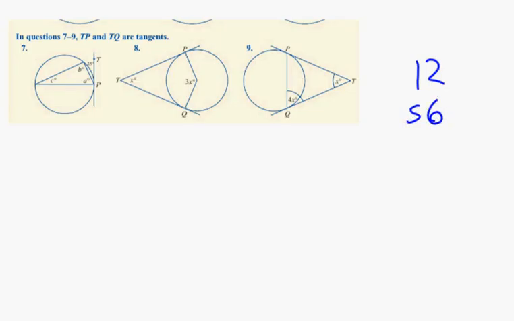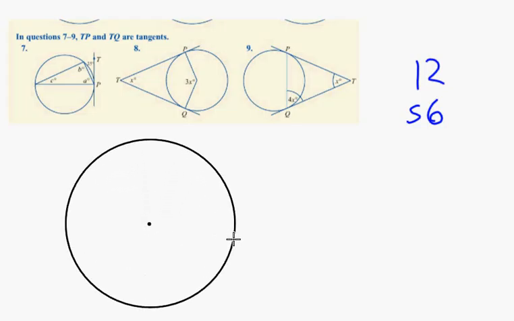And now we're going to try 8 and 9. In questions 7 to 9, TP and TQ are tangents. Can anyone in the class tell me what exactly a tangent is? When a line intersects a circle. Sorry? It's when a line touches a circle at, let's say, one point only.